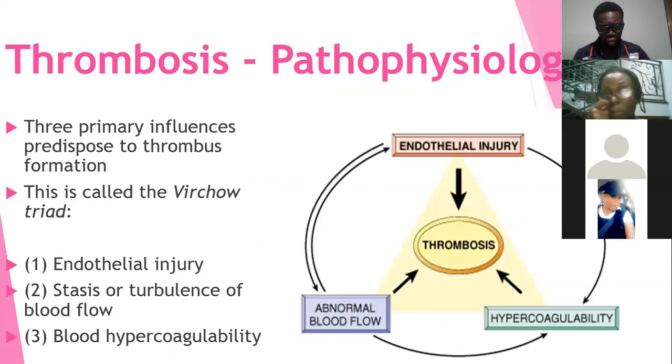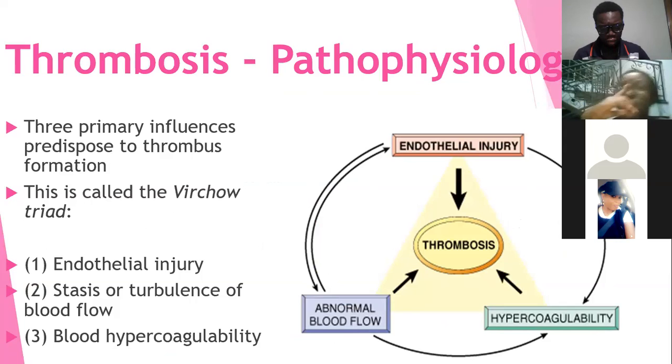So let's look at thrombosis. Thrombosis is a pathologic tendency of the body to form clots. For thrombosis to occur, we need three things, and that's called Virchow's triad. We need endothelial injury, we need coagulability.